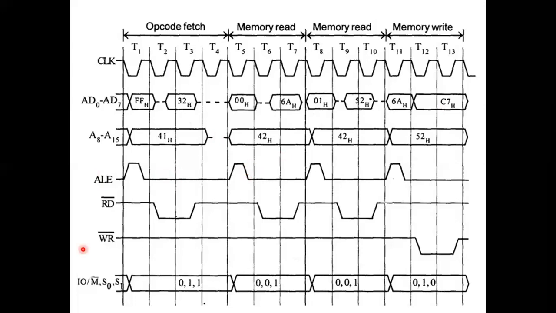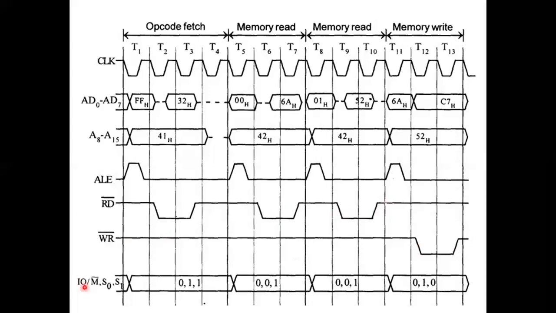Then read is low here, because in the opcode fetch we are reading the opcode, then in memory read we are reading the memory, and again in memory read we are reading. But in the memory write cycle, read will be 1, which means read is disabled. Same in memory write, only write is enabled. The remaining values are 1, and this value will be 0 because of the active low condition.